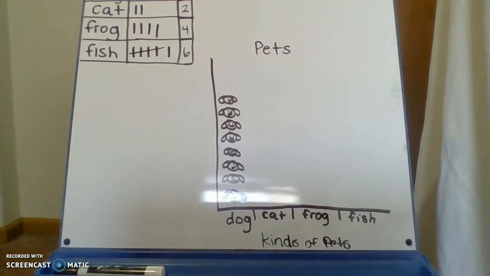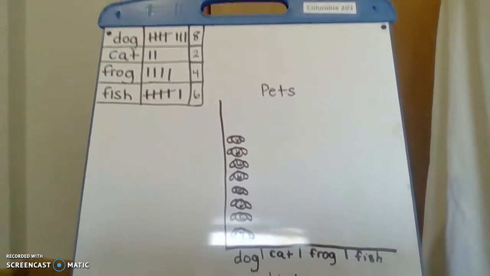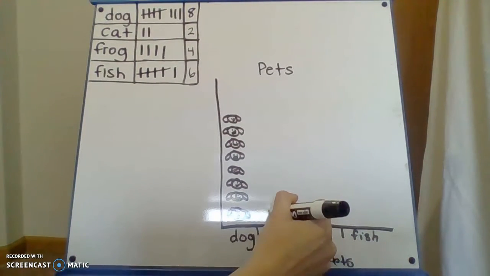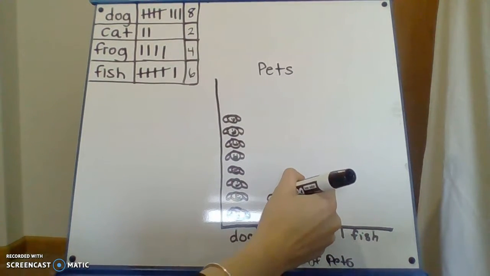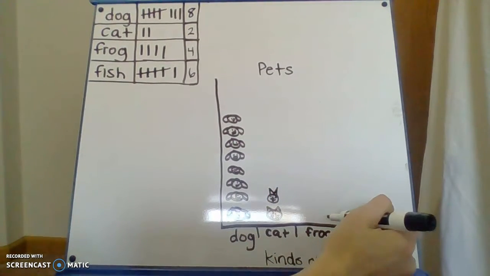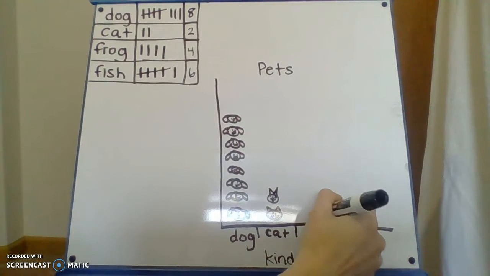Now I'm going to go to cats. You look at my table, I'm sorry, you couldn't even see it, so I got the dogs here, and then the cats are right here. So cats are 2. So I'm going to draw 2 cats. 1, 2.